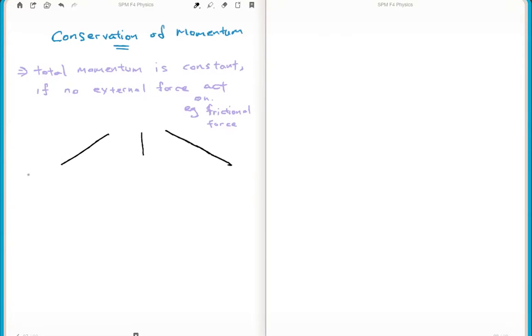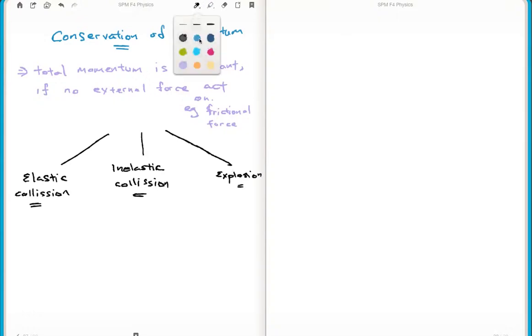The first one we call elastic collision. The second phenomenon we call inelastic collision. The third one would be explosion. Now, in order for you to use conservation of momentum, let's look at elastic collision.